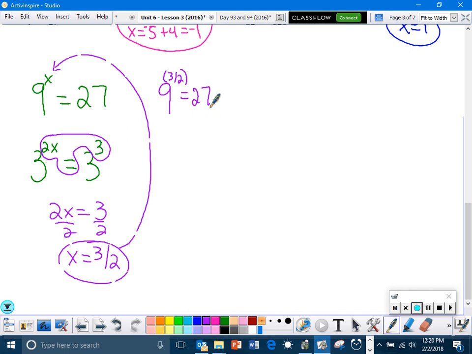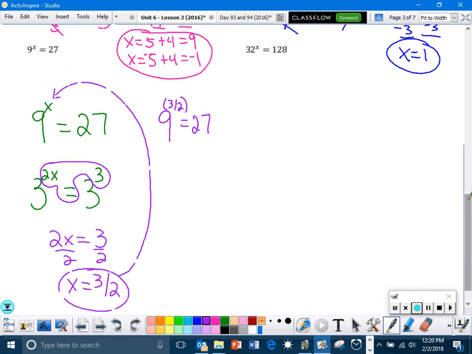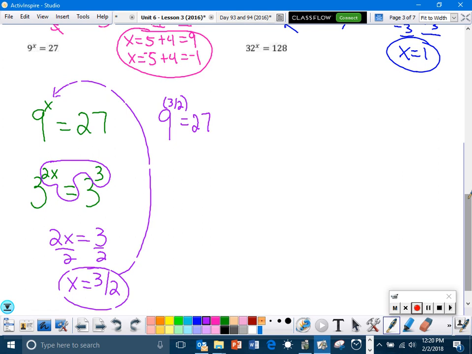Okay, there's another one there. 32 to the x equals 128. So again, I'm just going to rewrite this down here: 32 to the x equals 128. What I want to do is figure out the same base. What is the same base for 32 and 128? Well, the only thing that I can think of, 4 might work. Let's see.